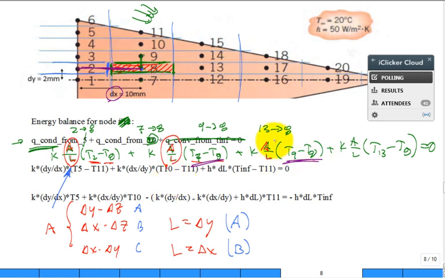All right. So for this area right here, for this term, 9 and 8, is the correct area for the flow of heat across some perpendicular area. Is that area delta Y times delta Z? Answer A. Delta X times delta Z? Answer B. Or delta X times delta Y? Answer C.